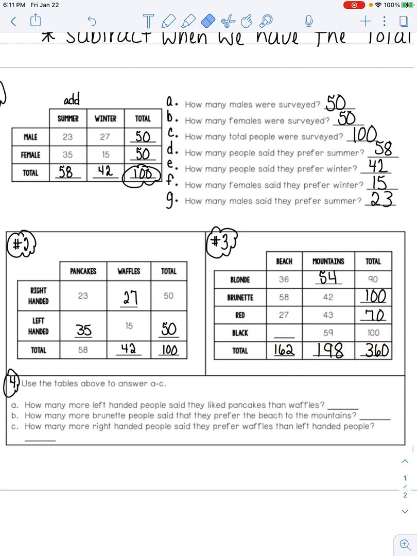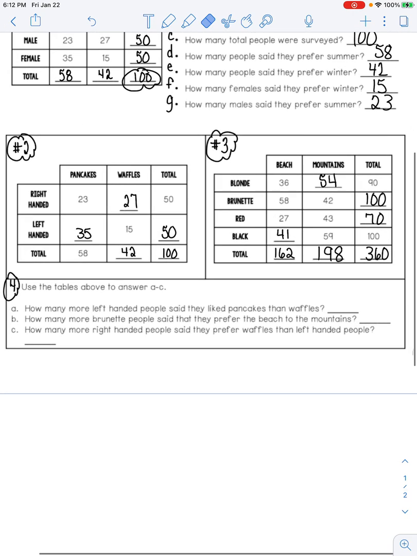And then last but not least, the last block I see is right here. So I notice I have the total, so I can do 100 minus 59, and that will give me 41 for this space here. Okay, so again, I just used addition and subtraction to fill in those spaces.